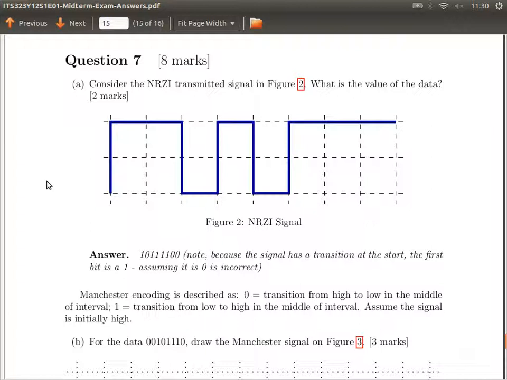I'll just ask you, well, here's the definition of Manchester encoding. Now solve some problem. Same with the other schemes. Remember NRZI, NRZL.